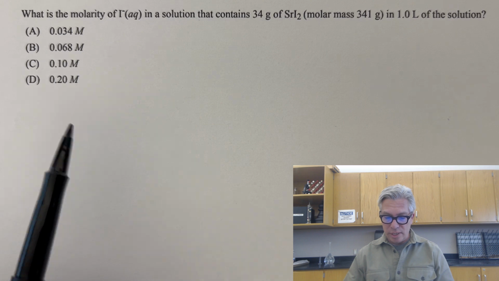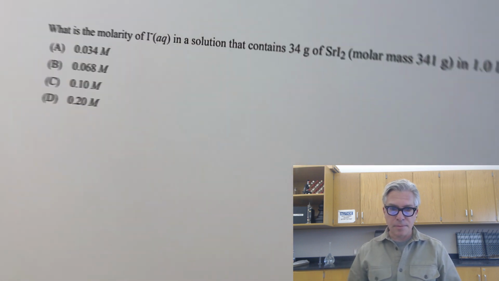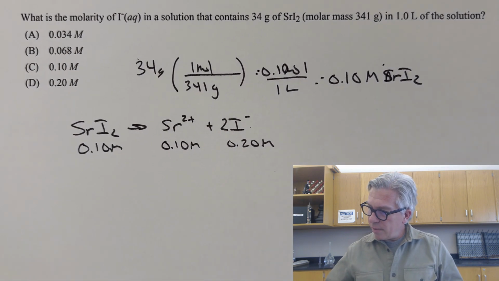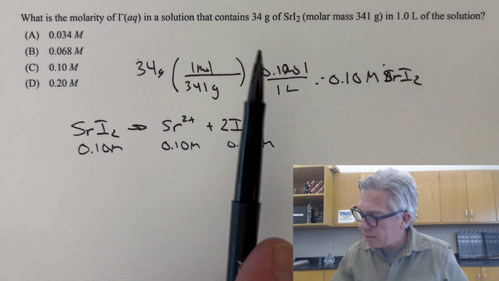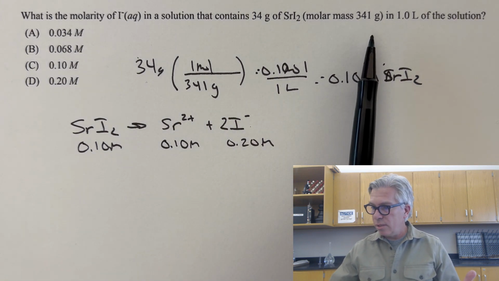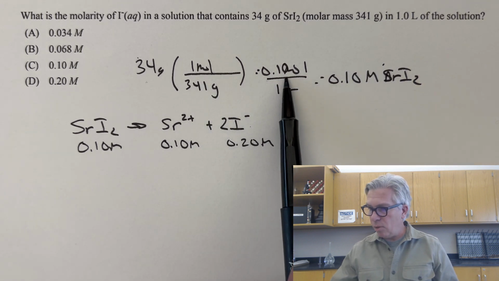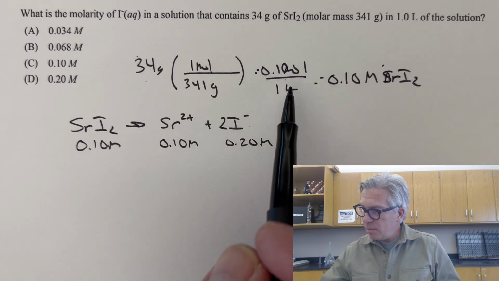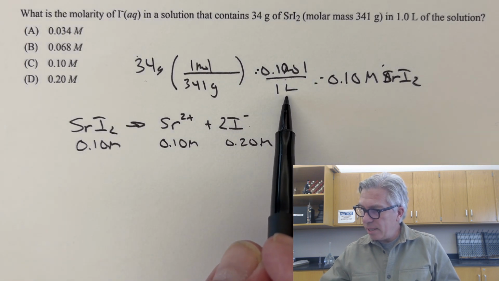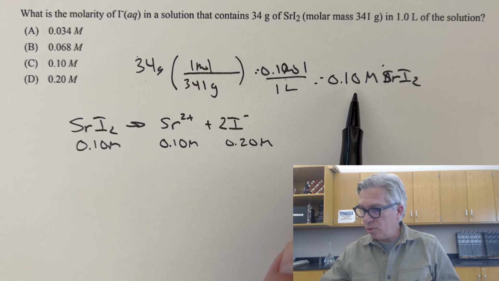So what do you do? Well, it's one extra quick step. And the way it goes, again, to save time, what's the molarity of iodine? So here's what I did. 34 grams of strontium iodide. They gave us the molar mass, which is really close to 10 times that. So I just kind of rounded to 0.100 moles, and that's going to be in 1 liter. And that makes the concentration of strontium iodide 0.10 moles per liter.